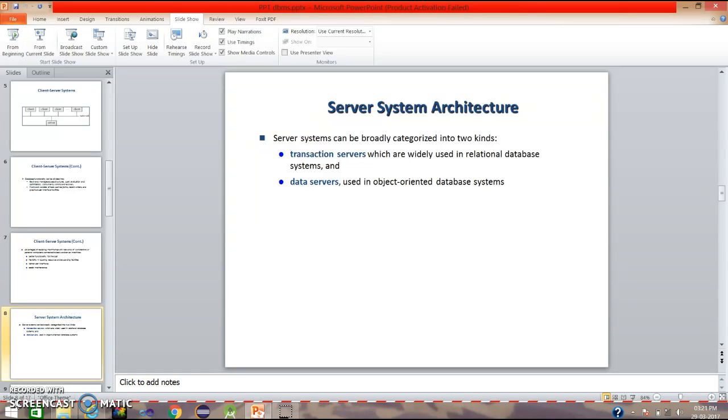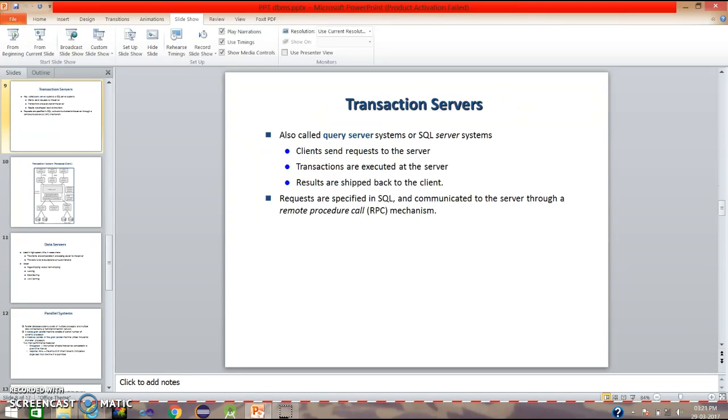Server system architecture. Server system architecture can broadly be categorized into two kinds of servers: transaction servers and data servers. Transaction servers are widely used in relational database systems, and data servers in object-oriented database systems.